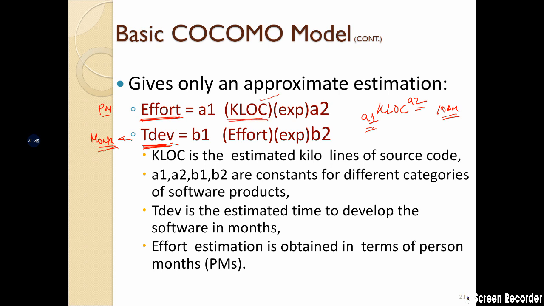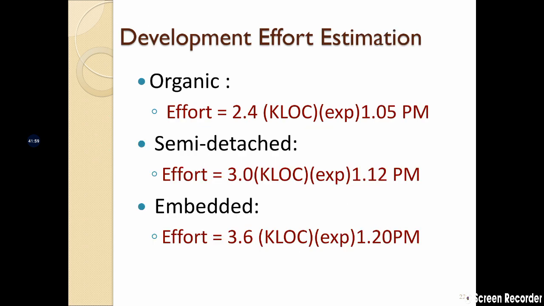You first have to find the kilo lines of code. That's all. A1 and A2 are constants, and these A1 and A2 are constants for different categories. Like for embedded systems, the constant value will be different. For applications, it will be different. For systems, it's going to be different. So let's look at the estimations.